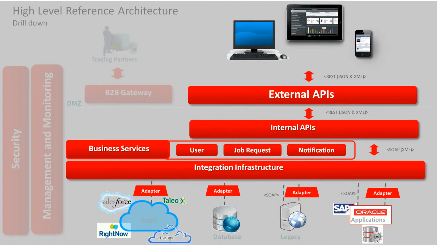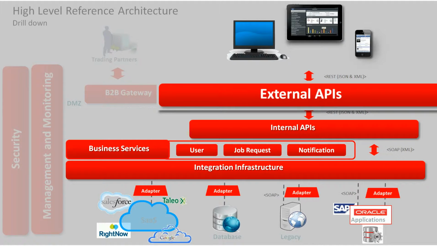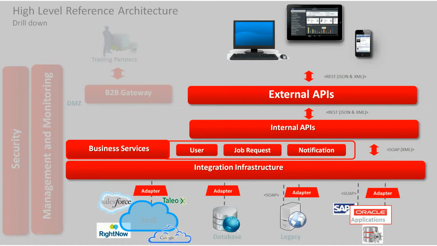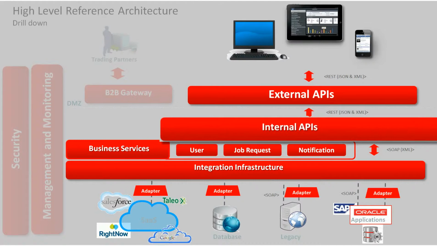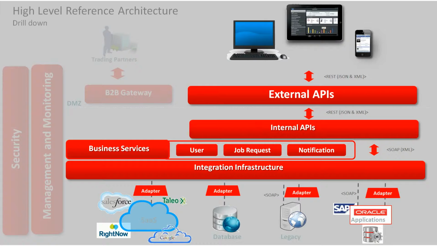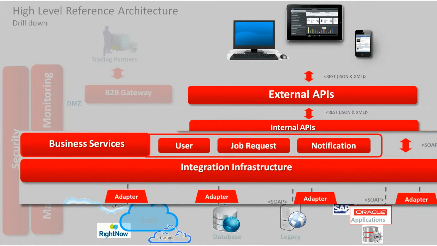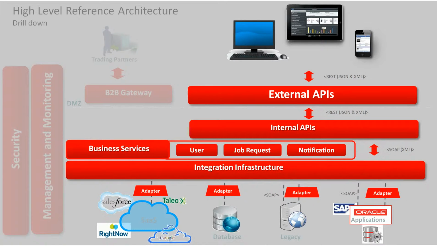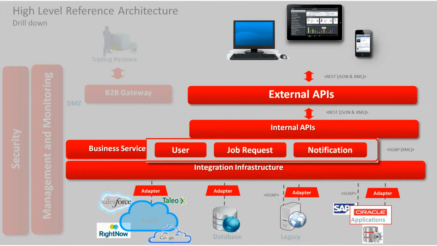The architecture is quite simple. It contains three main layers: an external API layer that exposes the APIs to the mobile devices as well as providing the security access, the internal API layer that converts the REST APIs and connects to SOAP services, and the integration infrastructure layer that integrates by using adapters to the backend systems and creates this orchestration by building these business services. In this case, three main business services, which are user, job request, and notification.